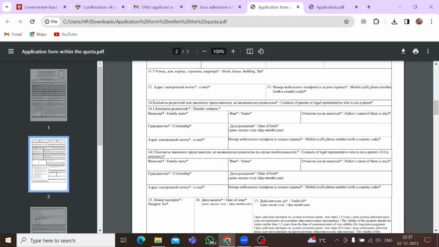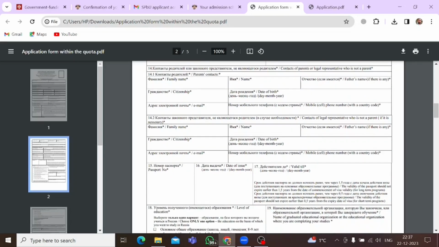In case you have a legal representative who is not a parent, this will be the name. Maybe it's your girlfriend or your aunt or whatsoever, just someone you chose to be your representative. You should write the person's name here, family name, and as well the person's citizenship, date of birth, email, and mobile number. So now coming to your passport information, write your passport number, date of issue, and valid until, that is the date of expiry.